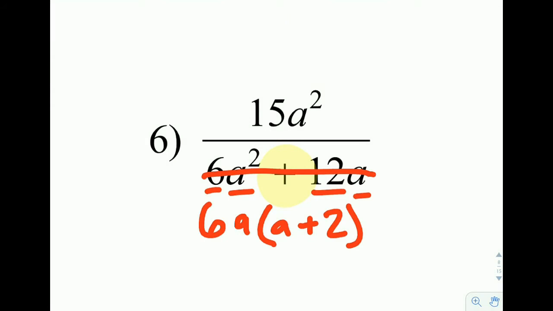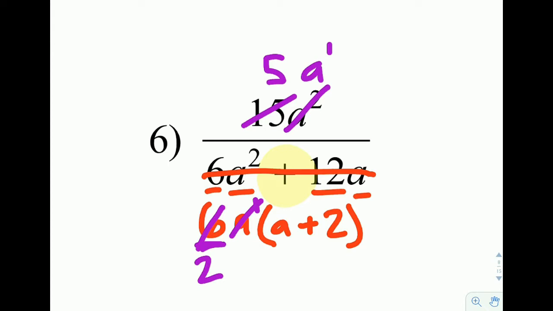So on the top I have a 15, and on the bottom, outside of an addition problem, I have a 6. And that 15 and 6, I can divide both of those by 3, giving me 5 and giving me a 2. The a squared and a, I know a squared versus a to the 1, there's one more a on top. So cross those out and just have an a to the 1 left on top. And then this a plus 2 group doesn't have a matching a plus 2 group to cancel with, so I'm going to leave that behind.